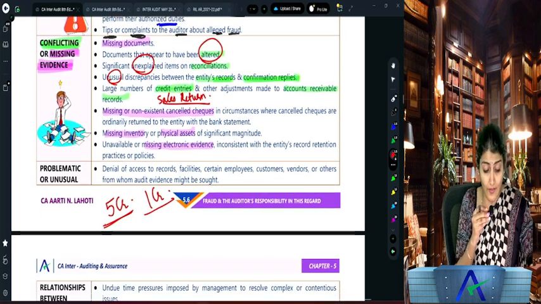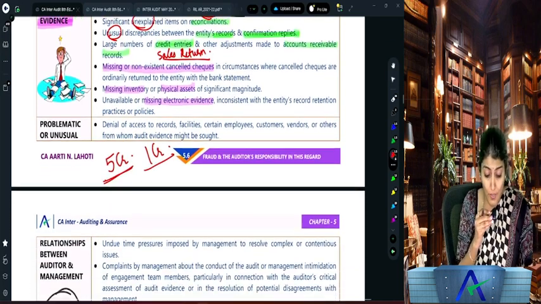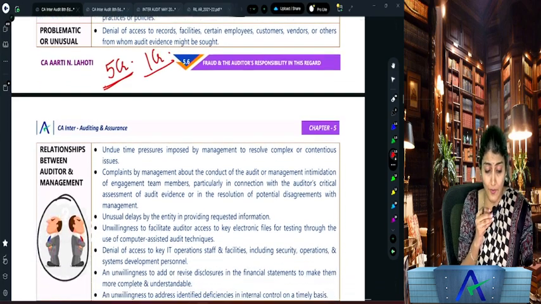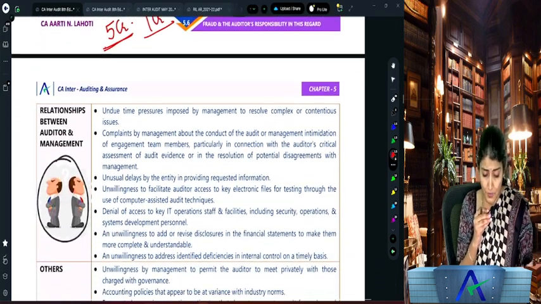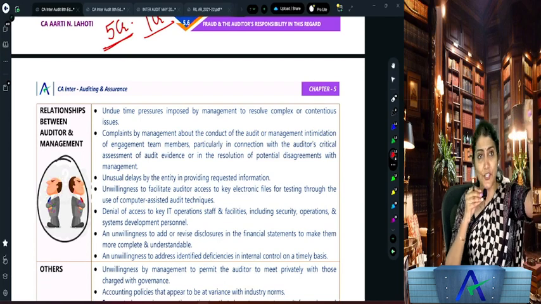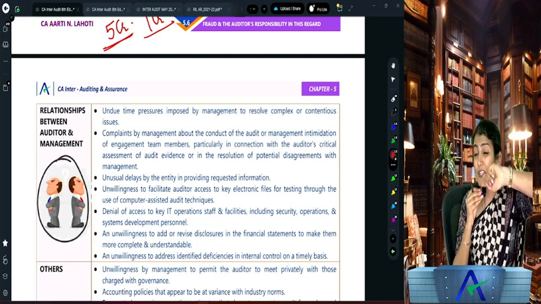Then what does it say? There is a problematic or an unusual relationship between the auditor and the management. Did we already study something like that? Strained relationship. Where was that strained relationship?